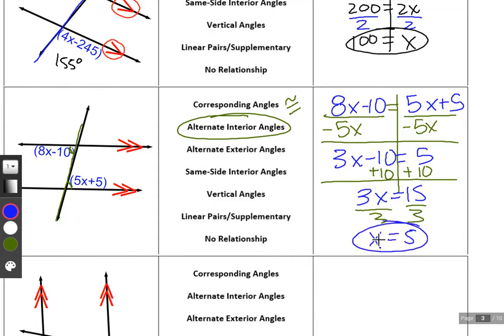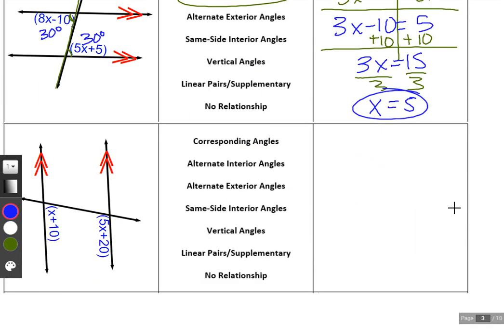All right, we should definitely double check our numbers, right? So let's bring it back to original diagram. We have 8x minus 10. The x value is 5. So we have 8 times 5 minus 10. That's going to be 30 degrees. Okay, so let's check that. 5 times 5 plus 5. Look at that, 30 degrees. We know we're correct. Now, sometimes the test questions will not require you to do that last step. I'm not going to require it either, but I'll tell you what, it's going to be a good thing if you do. At least give you a clear sense if you're right or wrong.